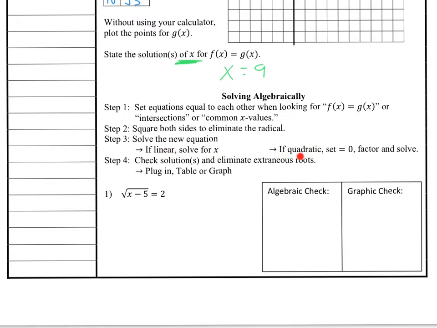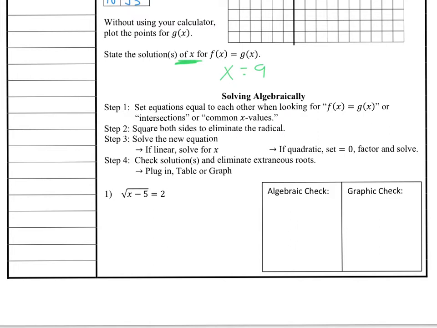If it's quadratic, you're going to get it set equal to 0, which I know we've talked about a number of times. Check the solution and eliminate extraneous roots, and that is something that we will need to do. We'll need to plug it into the table or the graph, or just do a basic algebraic check. So here we go, first problem.